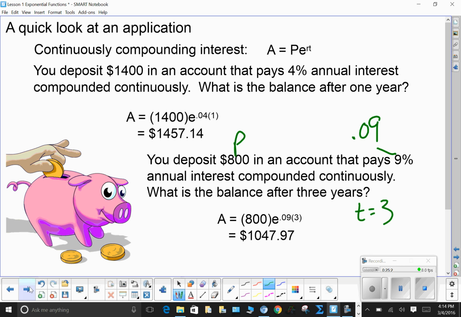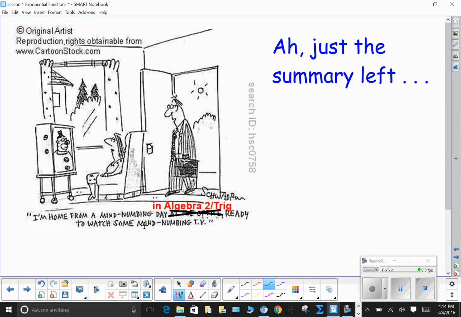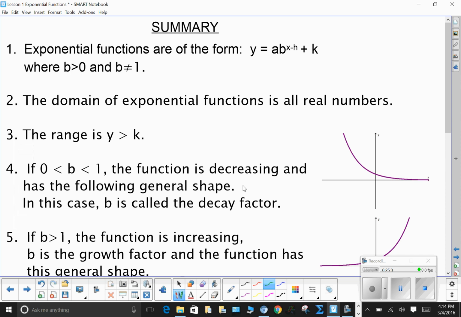Good job. Now, just the summary. Whew. Almost there. Almost. Exponential functions are of the form y equals a b to the x minus h plus k, where b is greater than 0 and b does not equal 1, because 1 to any power is just 1. The domain of exponential functions is all real numbers. The range is y greater than k, unless it's been reflected over the x.